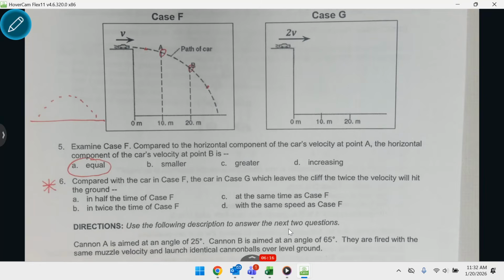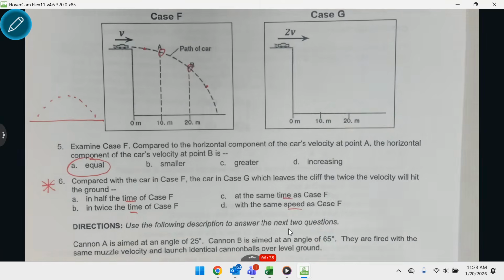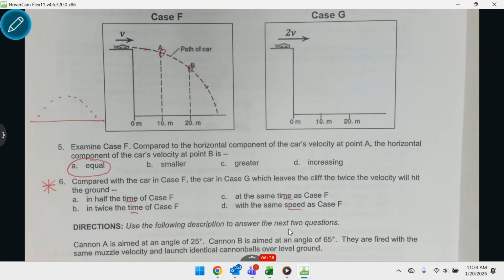It says, compared with the car in case F, the car in case G, which leaves the cliff with twice the velocity, will hit the ground blank, and you're filling in the blank. And it is referring to the amount of time that it takes. Actually, this one's referring to speed, but most of them are referring to time. So let's talk about time first.